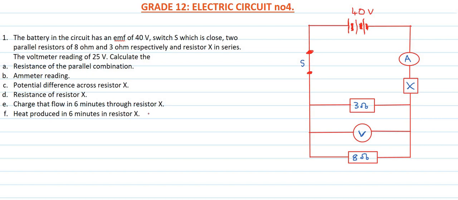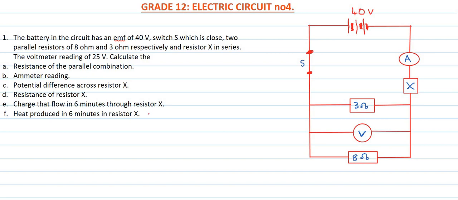They said the battery in the circuit has an emf of 40 volts. Switch S is closed, with two parallel resistors of 8 ohm and 3 ohm respectively, and resistor X in series. The voltmeter reads 25 volts. Then calculate the resistance of the parallel combination.